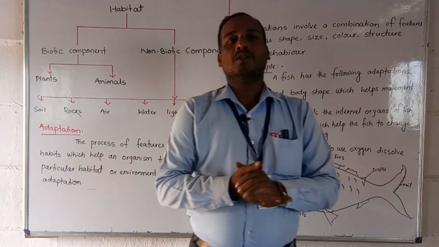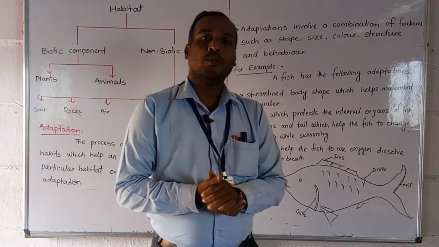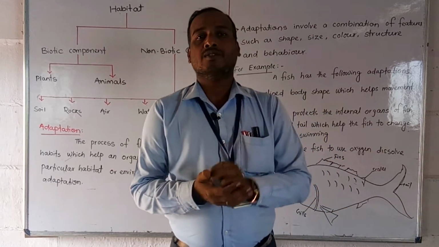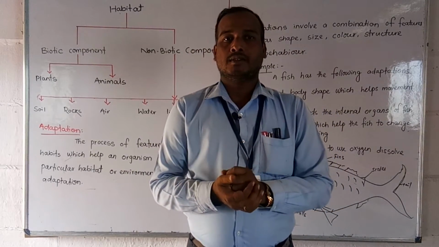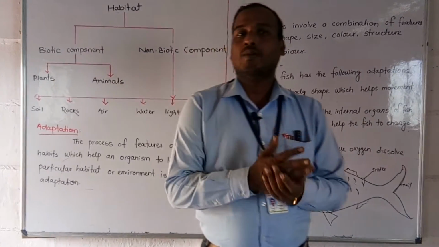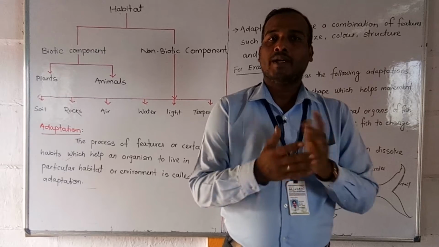In the previous video you have already studied what the components of habitat are. Especially, a habitat consists of two main components. How many components? Two components. One is biotic components, another one is non-biotic components.